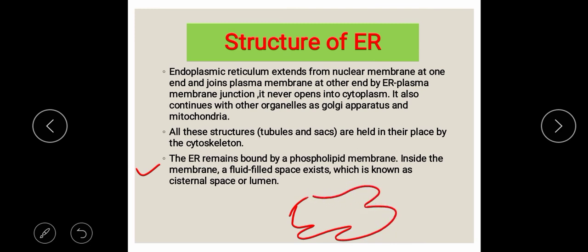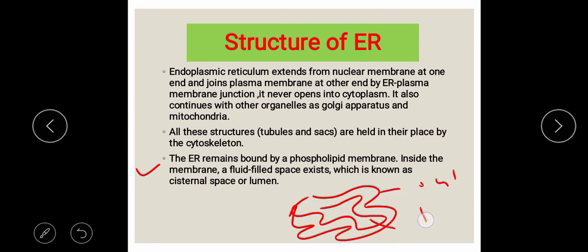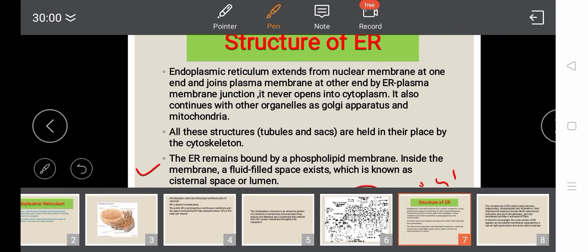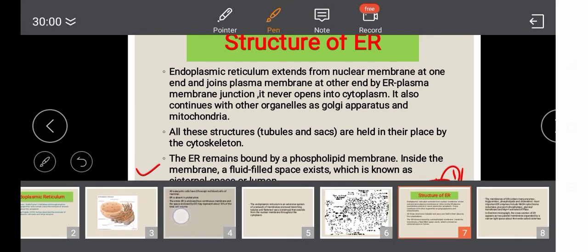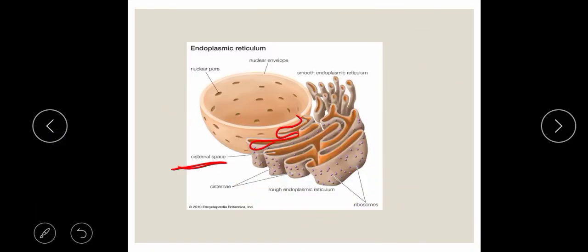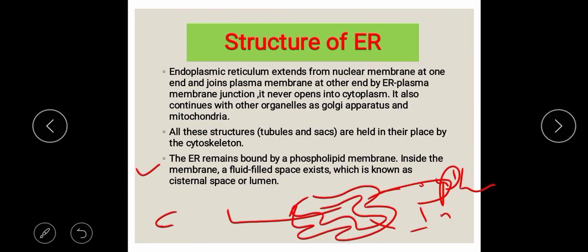roughly diagrammed, contains two membranes. This is the outer membrane and this is the inner membrane, and these membranes are made up of phospholipids, and inside these membranes a space is called the cisternal space or lumen.